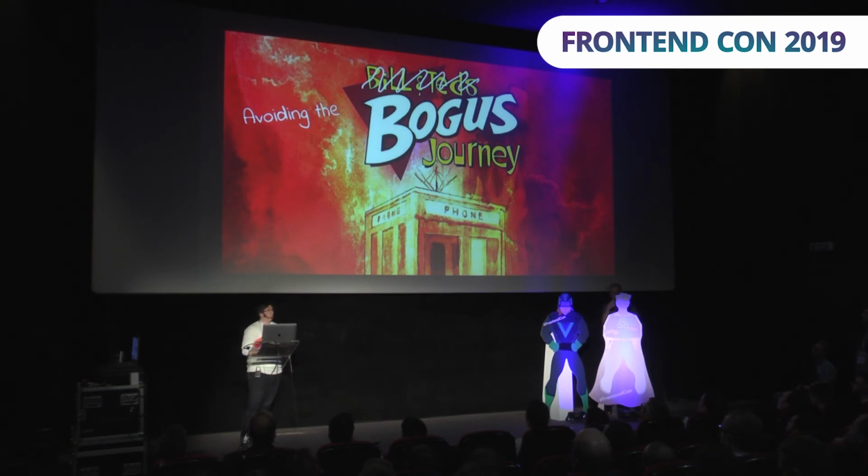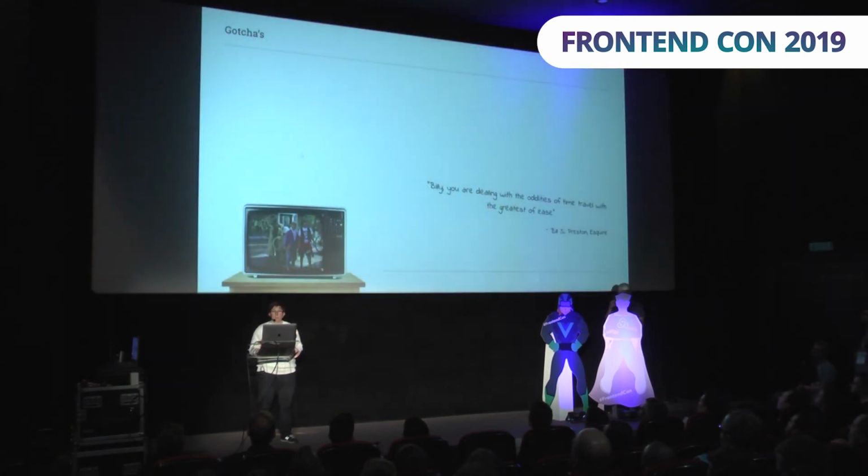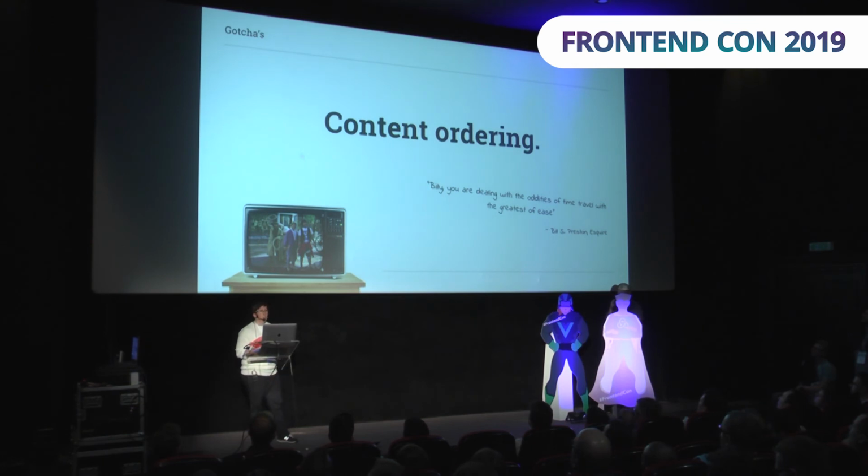So hopefully this has been a pretty excellent adventure so far. Grid isn't perfect though, and there are a few gotchas that you need to be aware of to help avoid it becoming a bogus journey. The first thing to be aware of is content ordering. Content ordering isn't a new concept. It was first introduced by Flexbox. It can be extremely handy, but it should be used with caution.